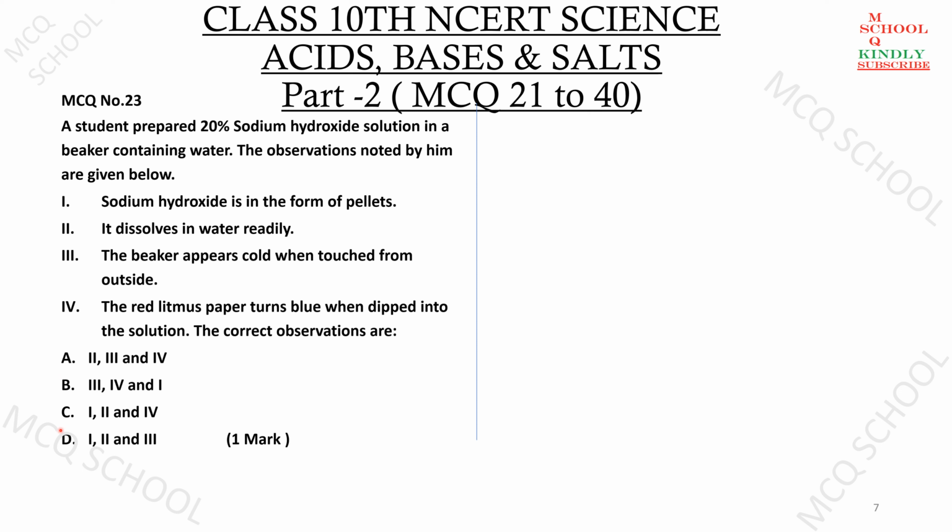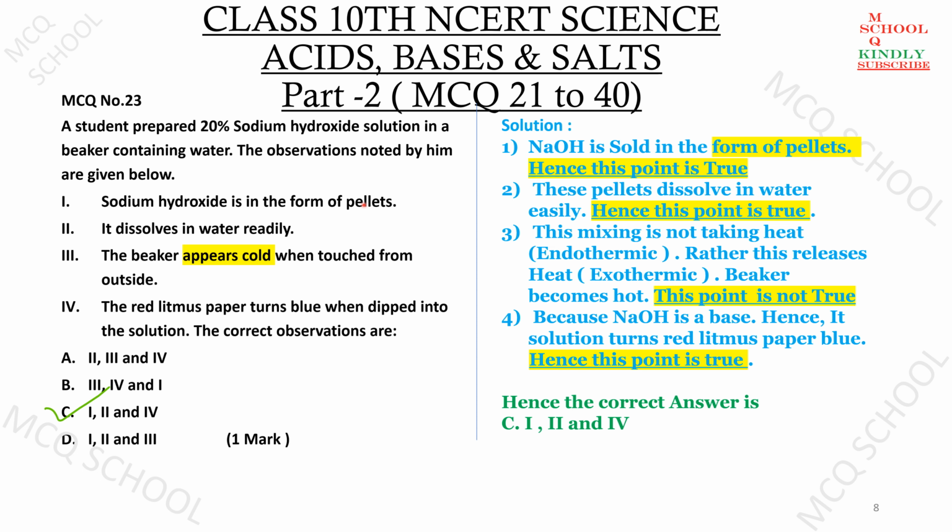A, B, C, D combination. What is the best combination as answer is with you? At first, we must know that caustic is sold in the form of pellets. Hence, the first point is right. It is true. Second, these pellets dissolve in water. Hence, the second point is also true.